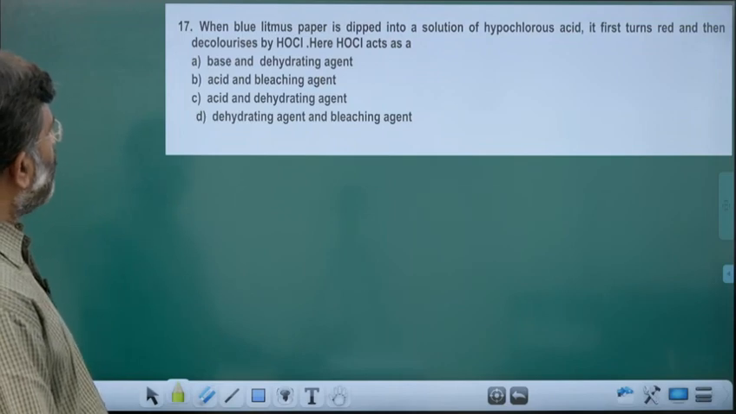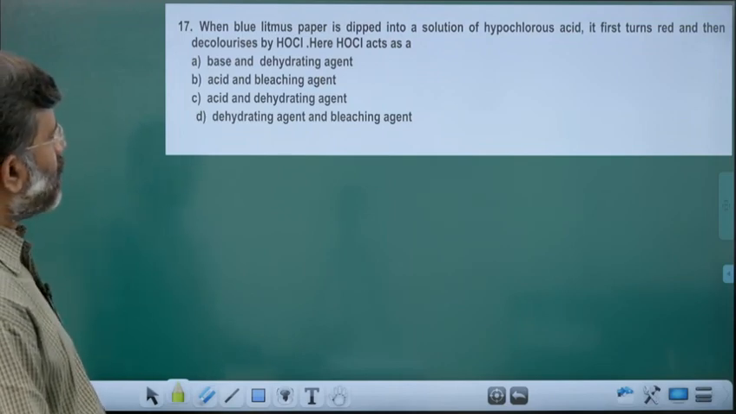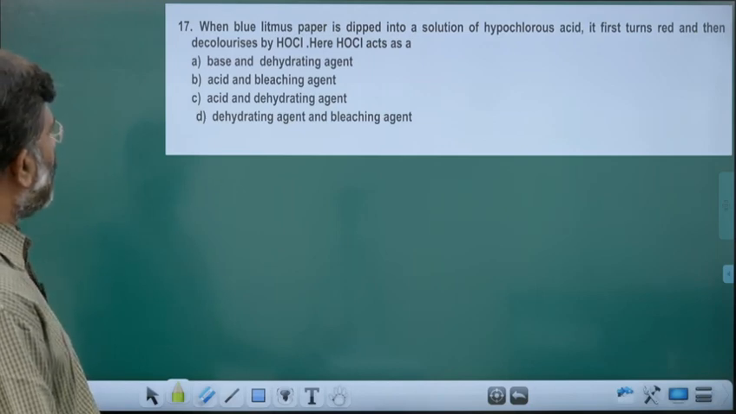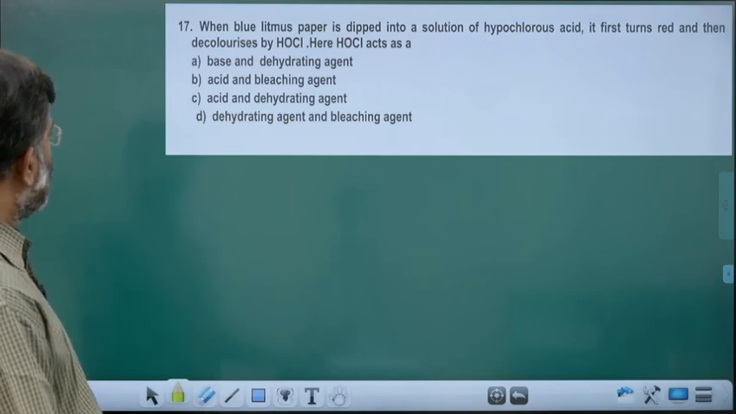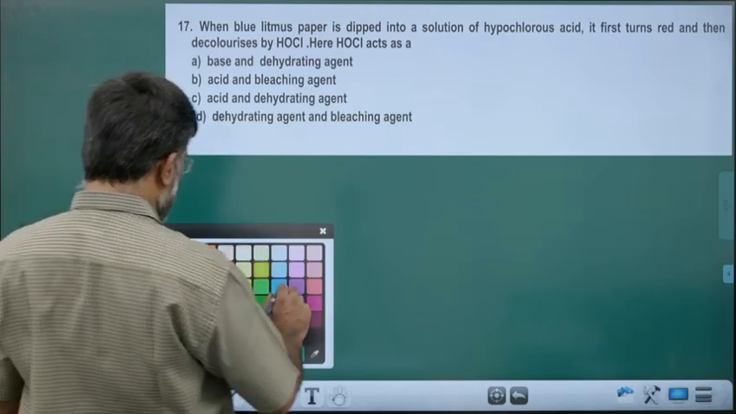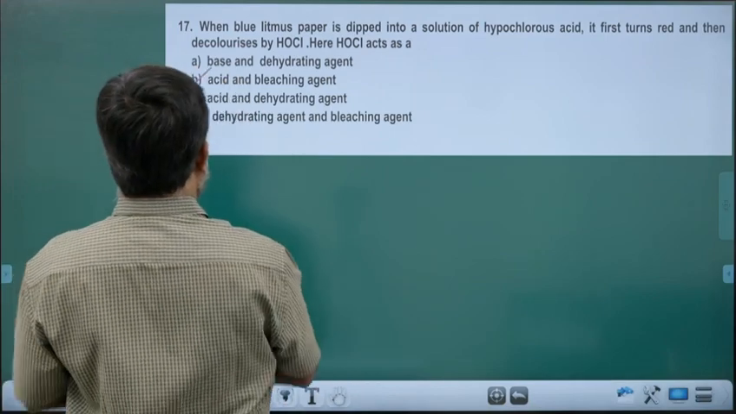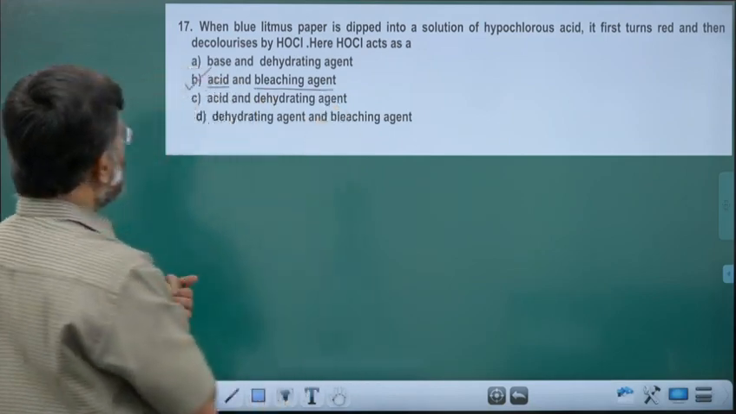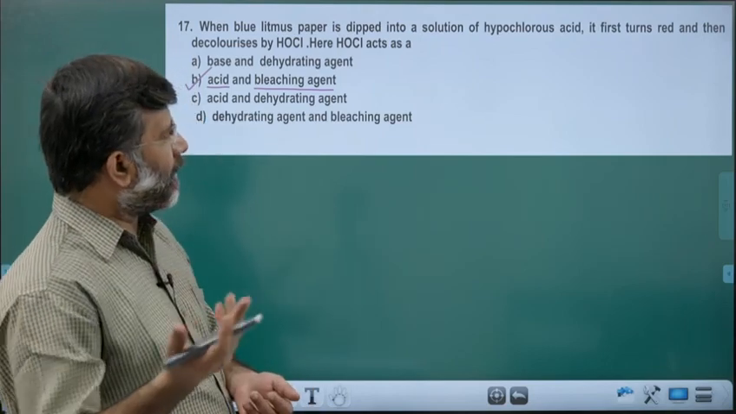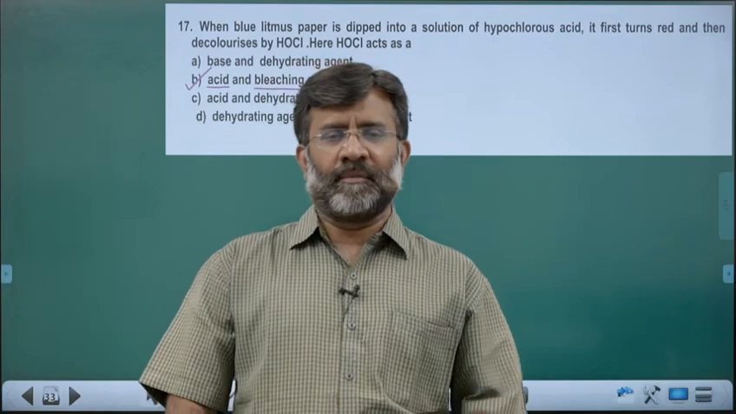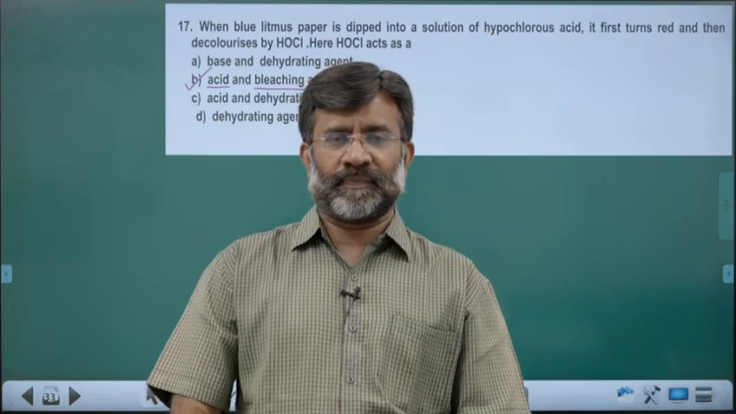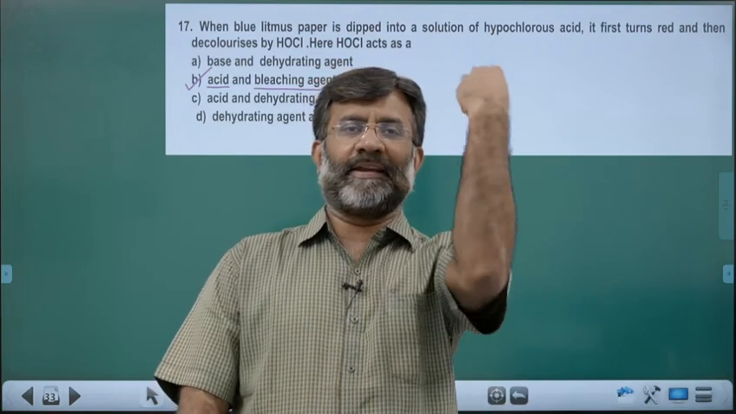When blue litmus paper is dipped into a solution of hypochlorous acid, it first turns red and then decolorizes by HOCl. Here HOCl acts as? Option B. Acid and bleaching agent. Because it is an acid, blue litmus turned red. Because it is a bleaching agent, that red color finally disappears.